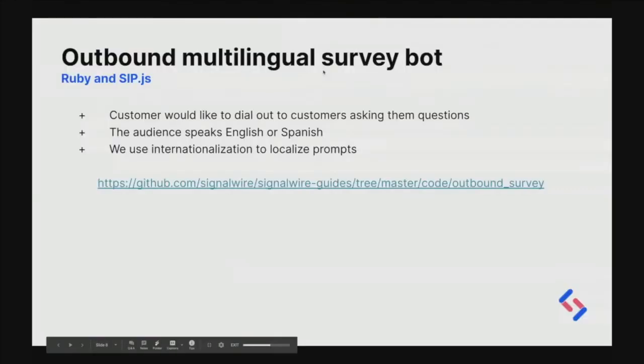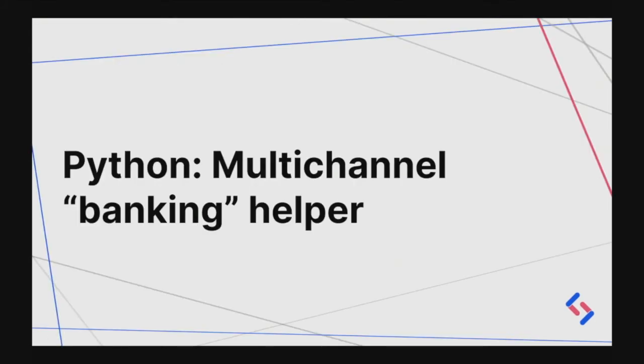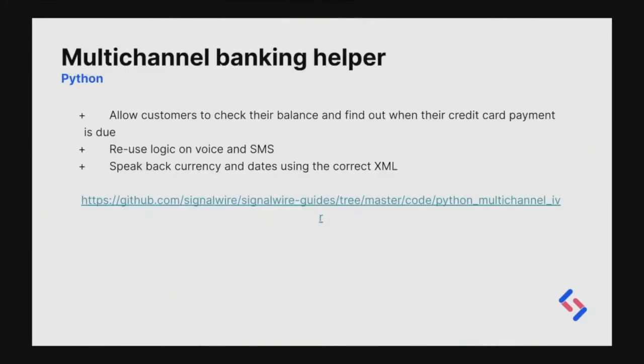When I sat down to find an example, and I don't even know how many examples I've written over the course of a couple of years, to figure out a good use of the Python language to do something different, I remembered that recently we had to help out a customer that was building an application that will perform the same actions on both SMS and voice. So what I did here is reduce it to a single page thing that allows a customer to check their balance and find out when their next credit card payment is due using voice and SMS. And as a bonus, it's speaking back the currency and dates using the correct XML.